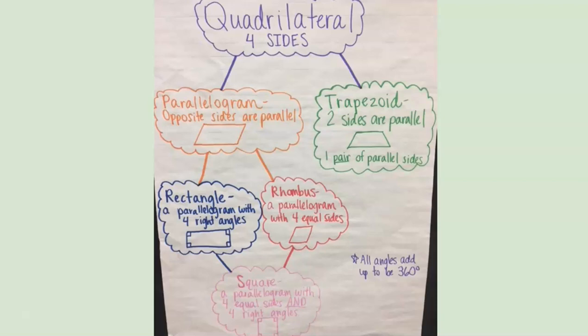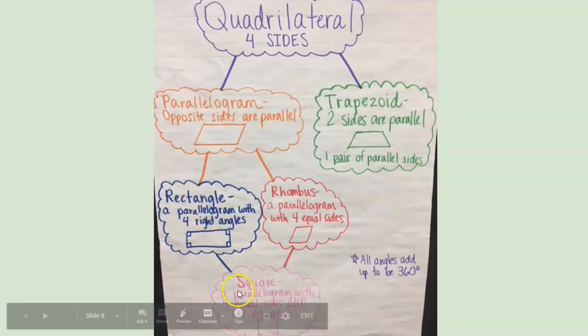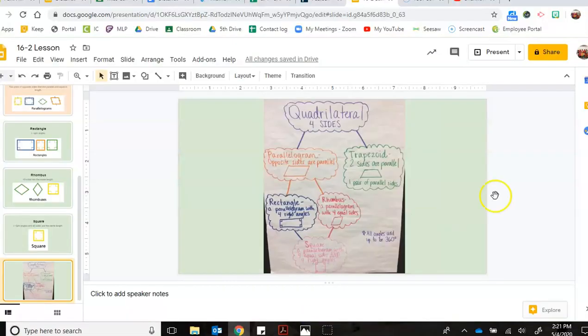If you look at the very bottom at square, square can be a rectangle because it has 4 right angles. A square can also be a rhombus because it has 4 equal sides, okay? So if you start from the bottom and you go up, you can see all of the things it can be. So a square can be a rectangle, a parallelogram, and a quadrilateral. If you were to start with rhombus, a rhombus can be a parallelogram moving up and a quadrilateral, okay? All right, let's do some practice.